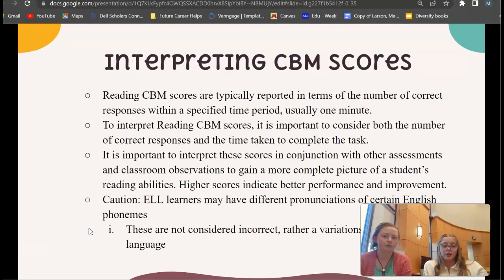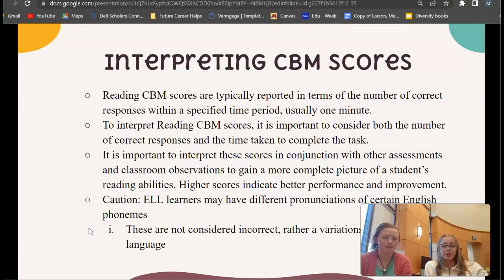So, after talking about the 6 different CBMs, we are now going to talk about how to interpret the CBM scores. Reading CBM scores are typically reported in terms of the number correct within a certain time period. This time period is usually 1 minute.